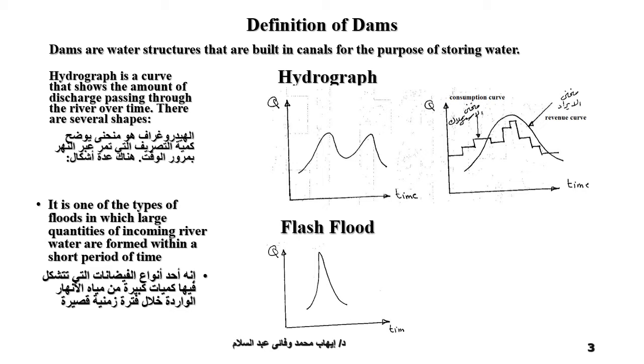A hydrograph is a curve that shows the amount of discharge passing through the river over time, and there are several shapes like that. A flash flood is one of the types of floods in which large quantities of incoming river water are formed within a short period of time. It's very important.